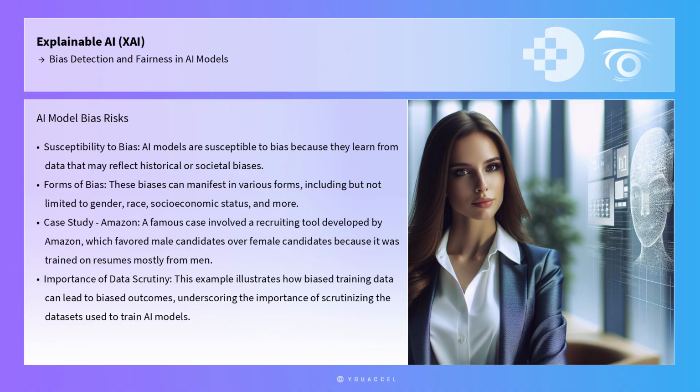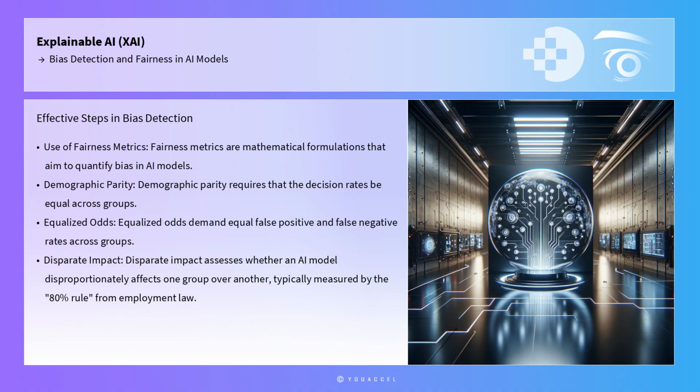AI models are susceptible to bias primarily because they learn from data that may reflect historical or societal biases. These biases can manifest in various forms, including but not limited to gender, race, socioeconomic status, and more. For instance, a famous case involved a recruiting tool developed by Amazon, which favored male candidates over female candidates because it was trained on resumes submitted over a 10-year period, most of which came from men. This example illustrates how biased training data can lead to biased outcomes, underscoring the importance of scrutinizing the datasets used to train AI models. One effective step in bias detection is the use of fairness metrics.